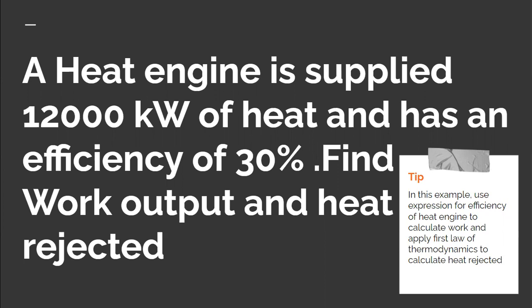As the statement goes, it is given that there is a heat engine, and this heat engine is supplied heat equal to 12,000 kilowatts. So the input to this heat engine is 12,000 kilowatts. This engine has an efficiency, the first law efficiency, of 30%, and you are required to find two things. One is the work output of this heat engine, and second is the heat rejected by this heat engine.